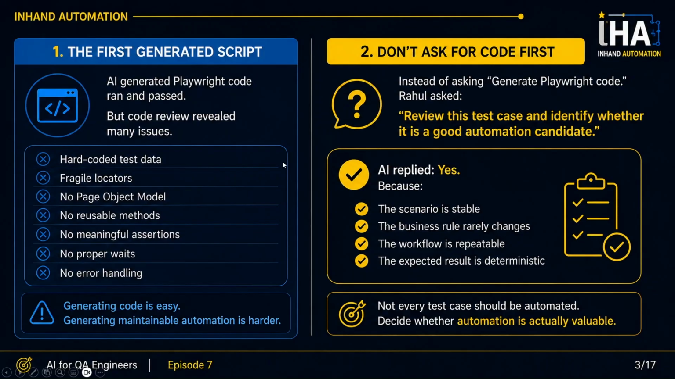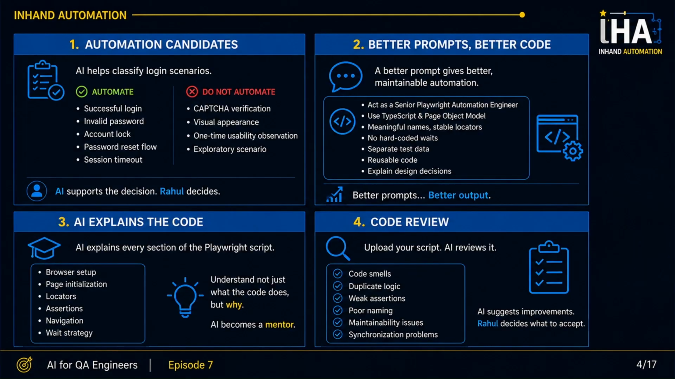So Rahul asked AI to review this test case and identify whether it is a good automation candidate. AI replied, yes, the scenario is stable, the business rule is rarely changed, and the workflow is repeatable, so the expected result is deterministic. And that's why we can automate it. So now Rahul understood that yes, my login scenario is automatable. Now, in the next question, Rahul asks, can you help me identify which of the test cases I can automate?